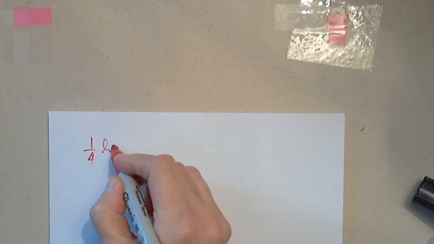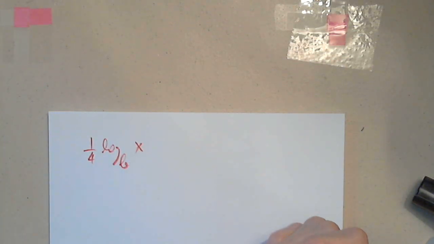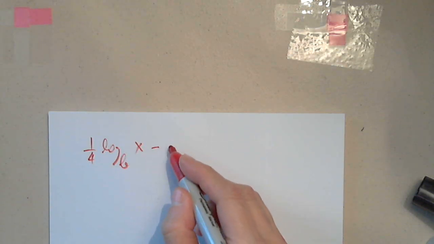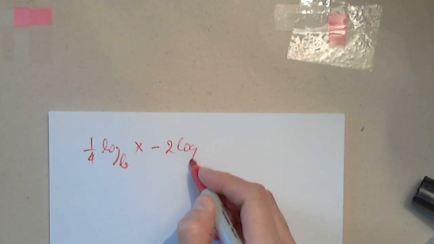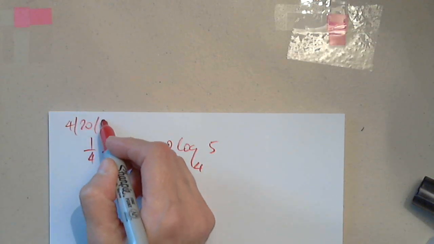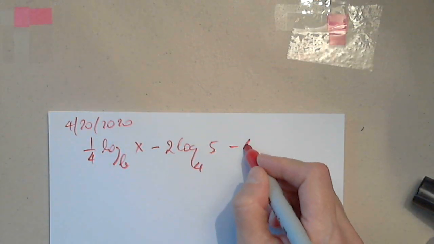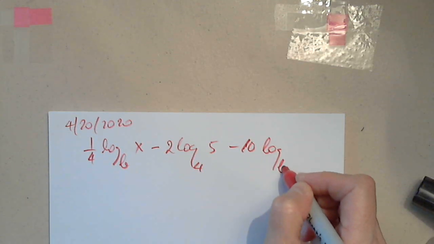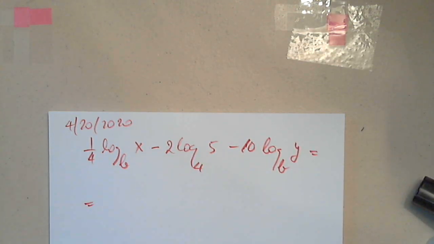It was 1/4 log base b of x, minus 2 log base b of 5, minus 10 log base b of y. And they want us to condense. It says write as a single logarithm.